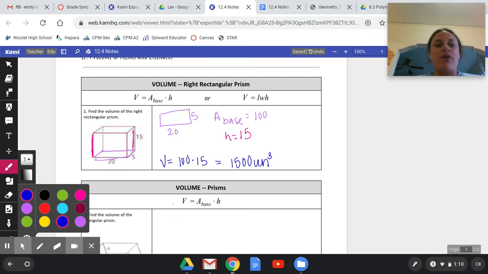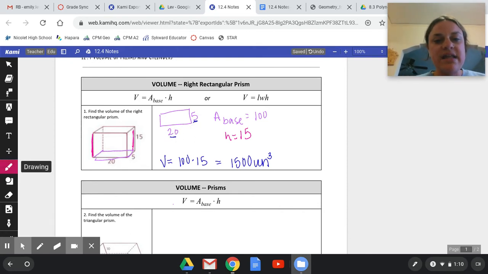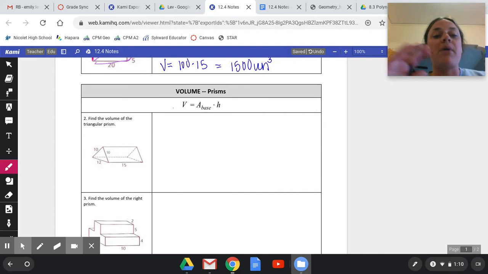So when you have a right rectangular prism, you can also find the volume just by doing length times width times height, because to find the area of the base, you're just doing length times width, and then you're taking that and multiplying it by the height. The reason that I simplified this and just found the area of the base and the height separately is because when we talk about prisms in general, that is how you find the volume. You take the area of the base and you multiply it by the height.